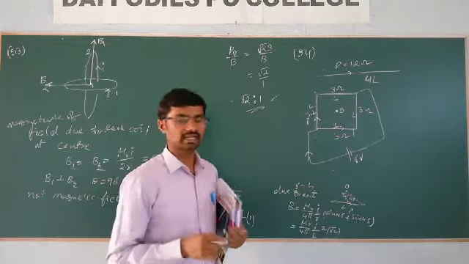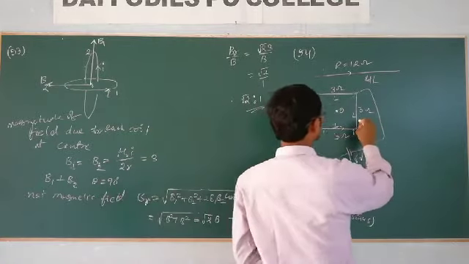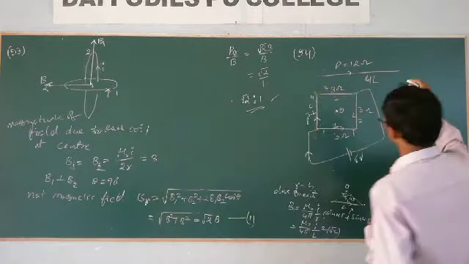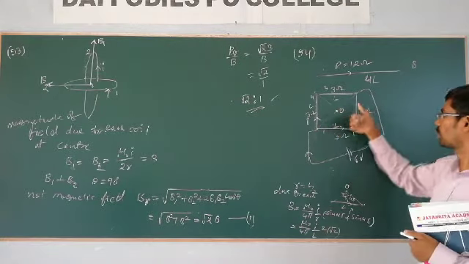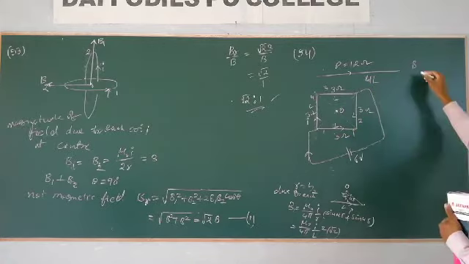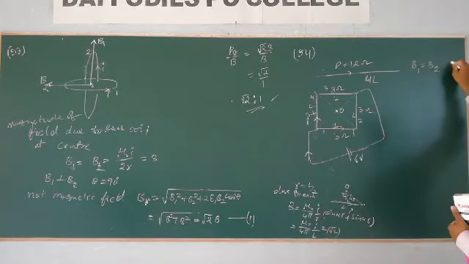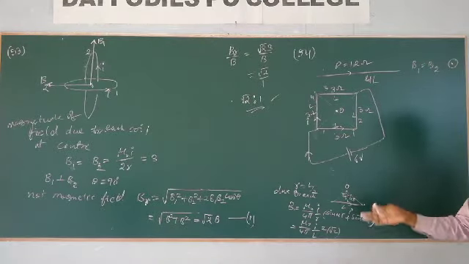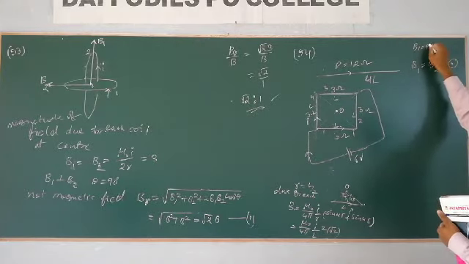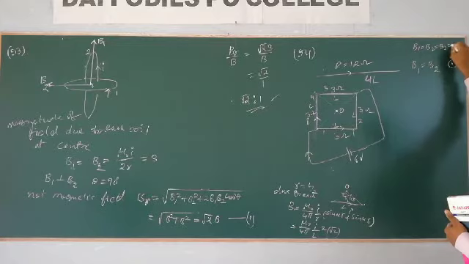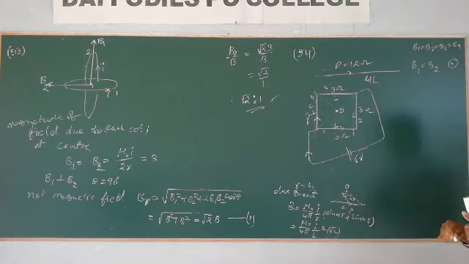Okay, but we need directions. Let's take 1, 2, 3, 4. B1, look at this one, direction at this point, outward. B2 also outward. B1 and B2 are outward. Same time, same magnitude. Then B1, B2, B3, B4 all will have the same magnitude.